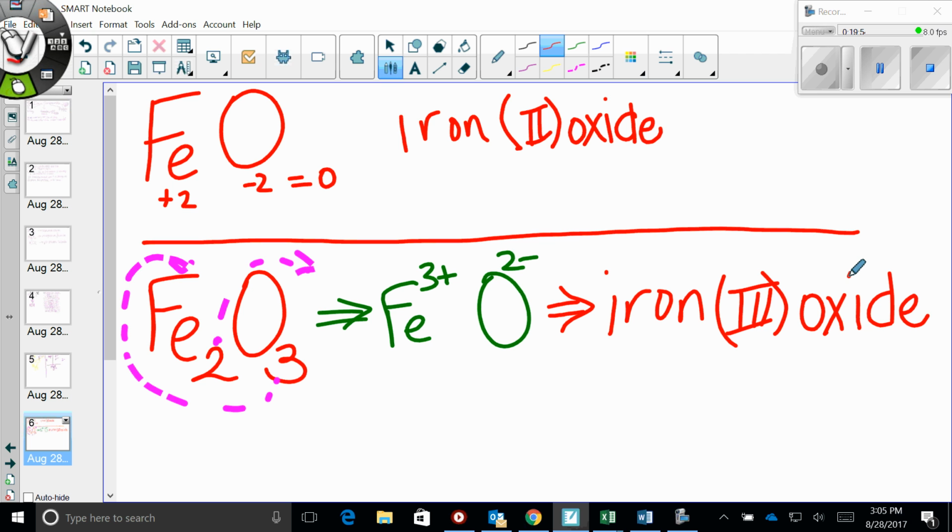We compared the difference between iron 2 oxide and iron 3 oxide and why they got their name. Actually, you know what? I'm going to stop here because then everybody's at the same level.